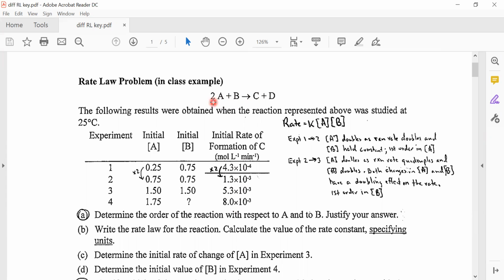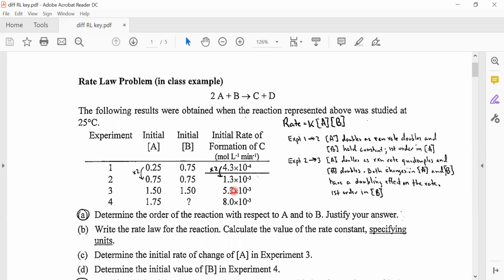Or for every 2 parts of A that disappear, 1 part of C forms or 1 part of D forms. So based not on the rate law, but on the stoichiometry in the equation that we have here, determine the initial rate of change of A in the experiment. We're talking about experiment 3, where the rate of formation is 5.3 times 10 to the negative third.